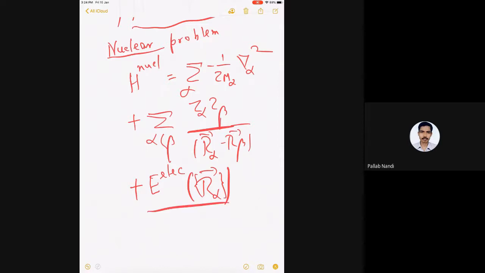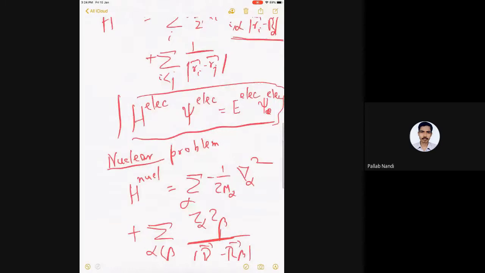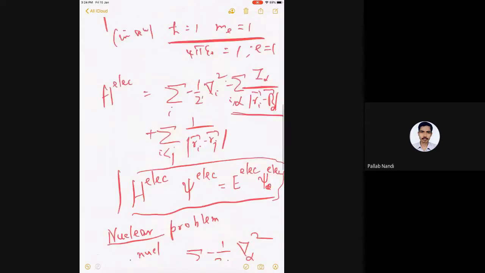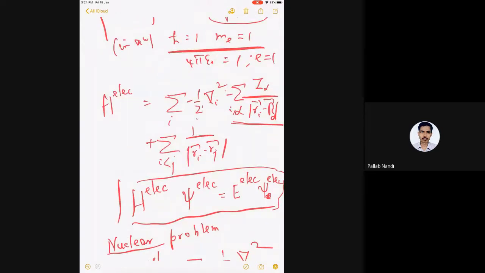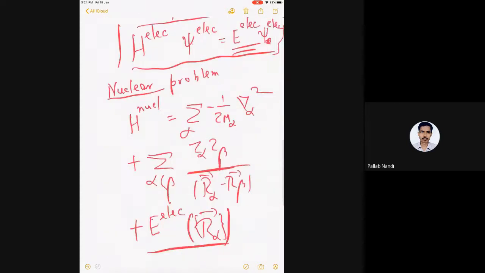For the nuclear problem, remember the R alpha, R beta are the variables. So everything is changing with respect to this. This actually gives you the average potential energy that the nuclei face due to electrons. In which case, electronic kinetic energy, electron repulsion, electron nuclear attraction, everything will come, bundled here, which is basically the average value of H electronic with respect to psi electronic, right? That's the Schrodinger equation. So this is going to come here.